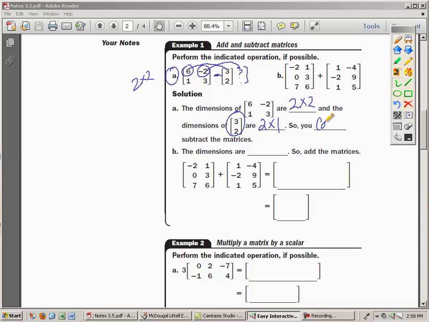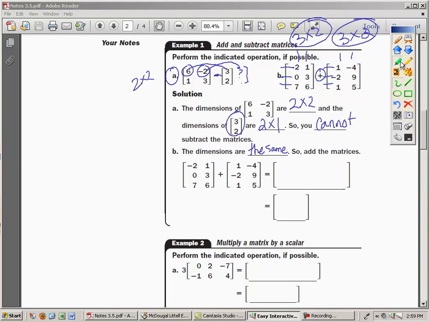So you cannot subtract the matrices because they don't have the same dimensions. In the next example the dimensions are equal. This is 3 rows by 2 columns, a 3 by 2 matrix. This is also 3 rows by 2 columns, a 3 by 2 matrix. Because the dimensions match, we can go ahead and add entries that match.